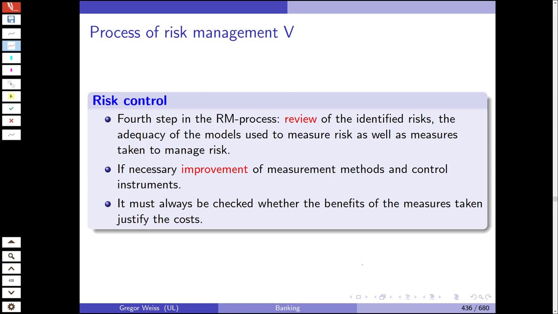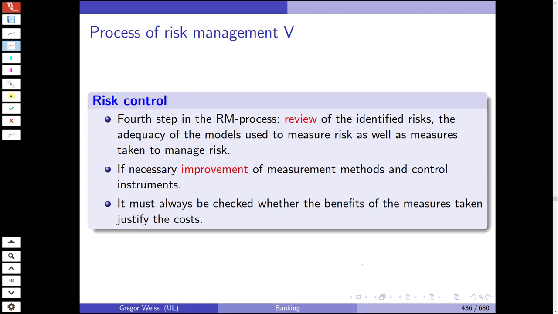Last but not least, risk control. You need to improve your risk measurement and risk management systems. That is, you have to review all those identified risks. In many cases, especially in smaller companies, the risk manager will ask company employees and section heads, what has happened during this year? Have you identified all relevant risks? Did something unexpected happen? Are you satisfied with the risk management assessment you've done? Do we need to change anything?